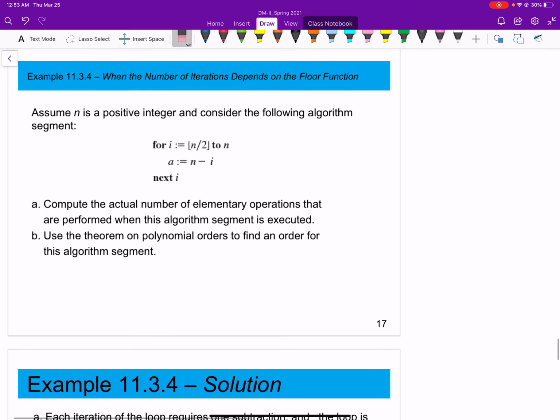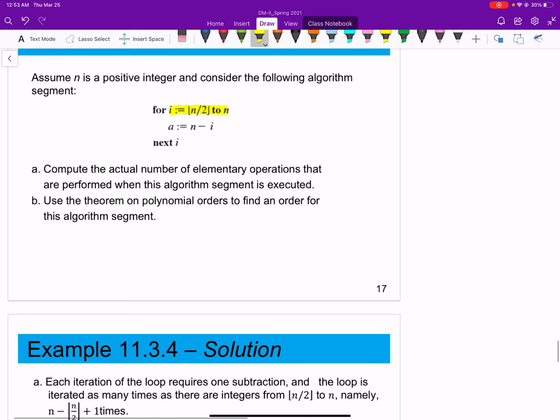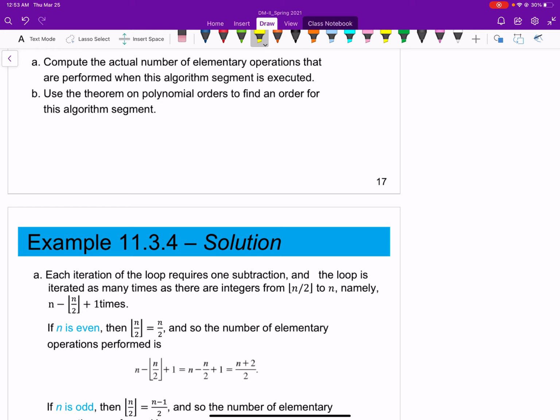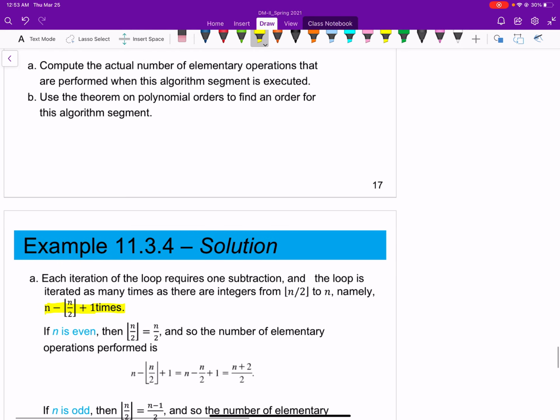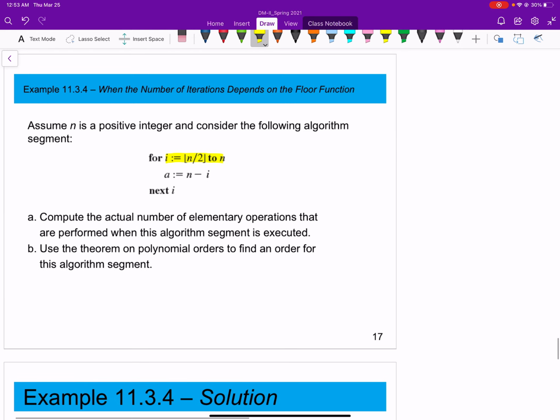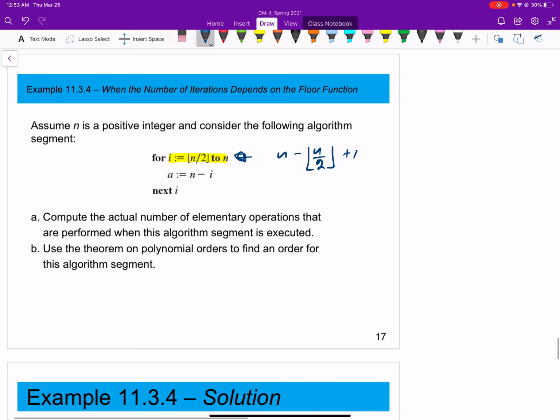So this is the for loop here. First count how many times the for loop runs. Here, this for loop runs this many times. You have to actually subtract n over 2 from n and then add 1. So that many times the loop runs.